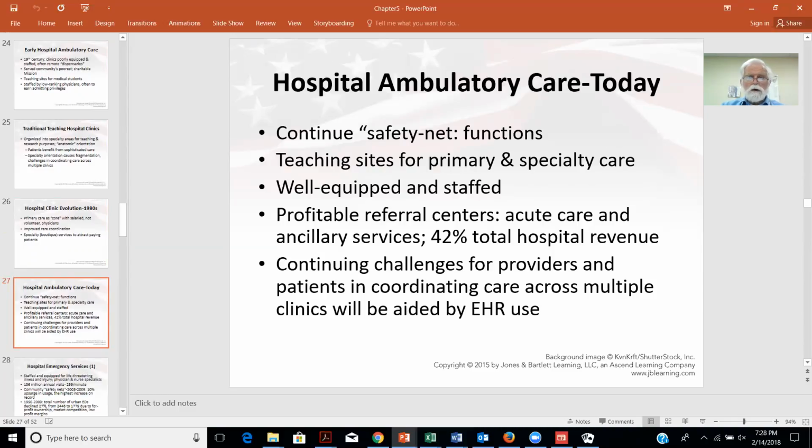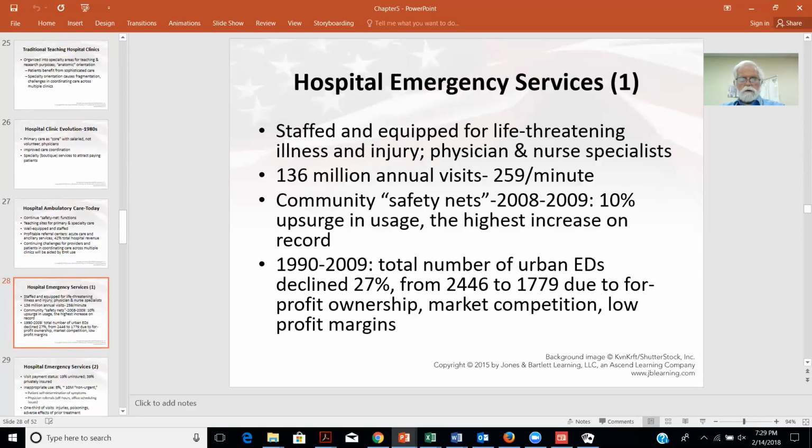The ambulatory care in the hospital situation today is actually quite well advanced. It's well equipped. It's well staffed. It can be quite profitable for the hospitals. There are challenges, of course, and we still have patients that are seeing professionals across a multitude of clinical settings.